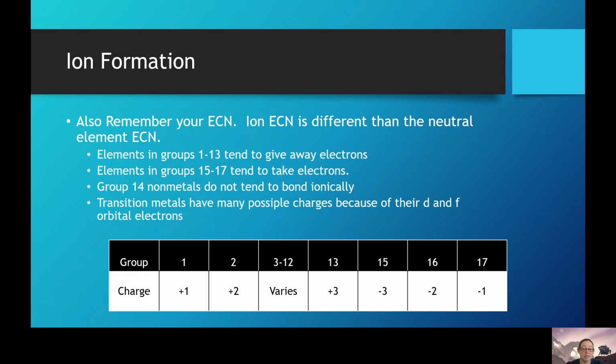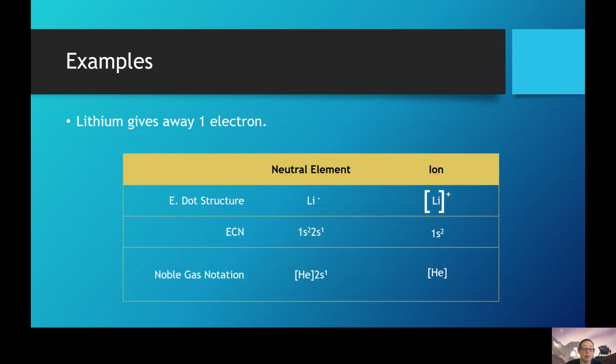Okay. So let's look at some examples. Lithium gives away 1 electron. So the electron dot structure for lithium normally is Li with 1 dot. Its electron configuration notation is 1s2, 2s1. Its noble gas notation is He 2s1.